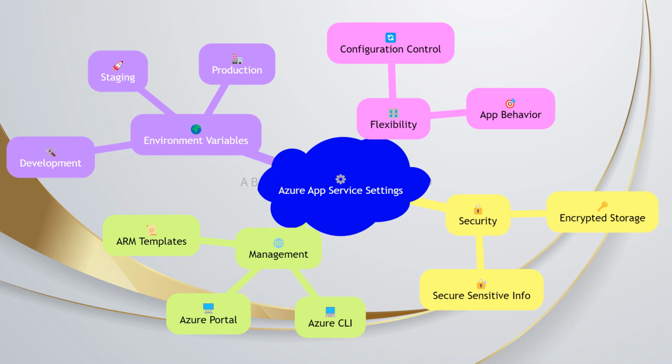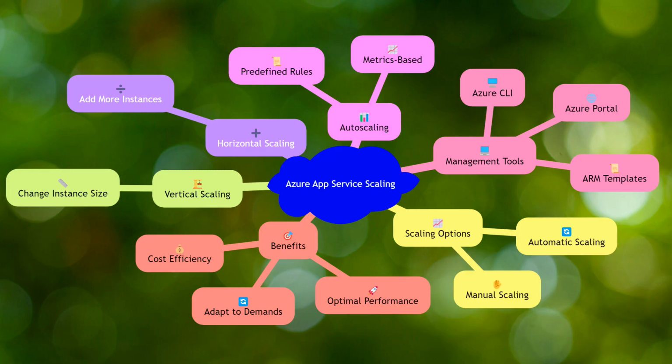Azure App Service provides automatic and manual scaling options to handle varying traffic loads. You can scale your app vertically by changing the instance size or horizontally by adding more instances. The service also supports auto-scaling based on predefined rules and metrics, ensuring optimal performance and cost efficiency. Scaling can be managed through the Azure portal, Azure CLI, or ARM templates, allowing you to adapt to changing demands seamlessly.